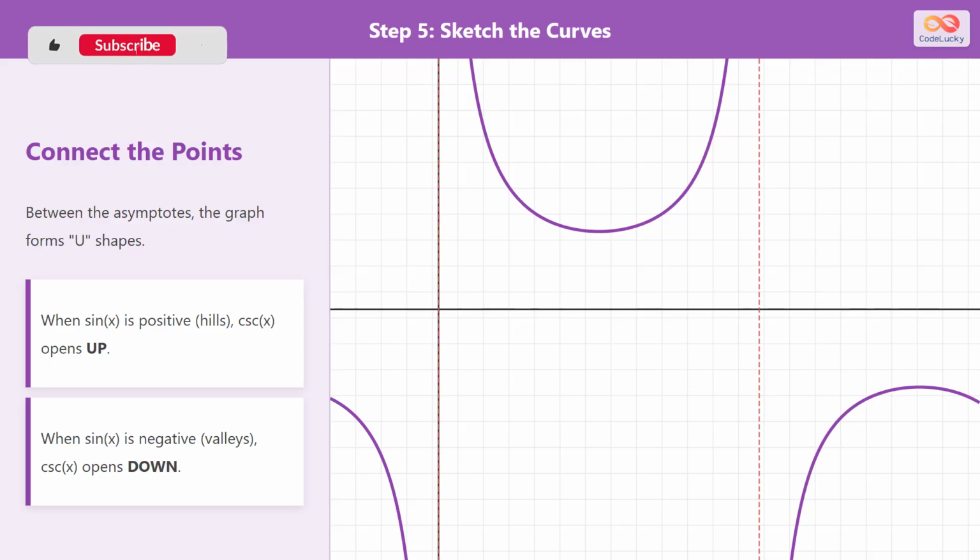Now we can sketch the curves. Between the asymptotes, the graph forms these U-shapes. When the sine wave is positive, or above the axis, the cosecant curve opens upwards, resting on the peak of the sine wave. When the sine wave is negative, the cosecant curve opens downwards, hanging from the lowest point of the sine wave.